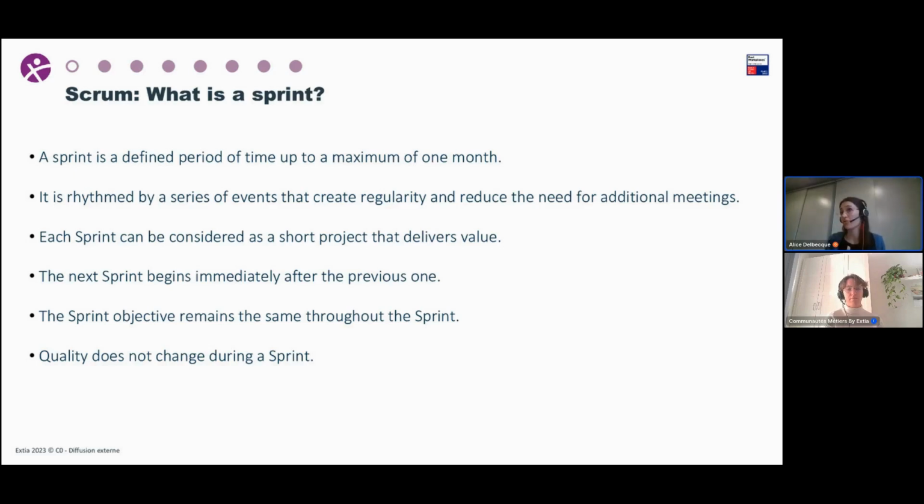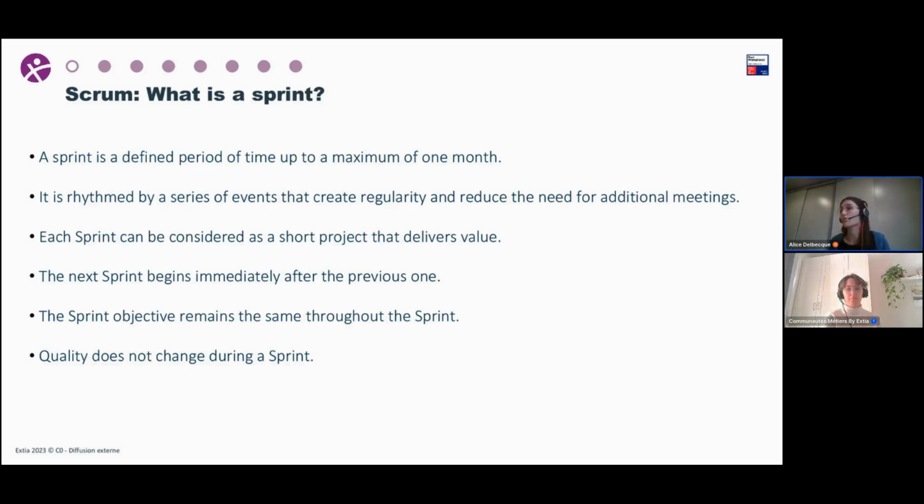In Scrum, each sprint delivers value, and you deliver small pieces of your product every time. And you don't have a period of time between two sprints. Once a sprint is finished, you can directly start a new one.